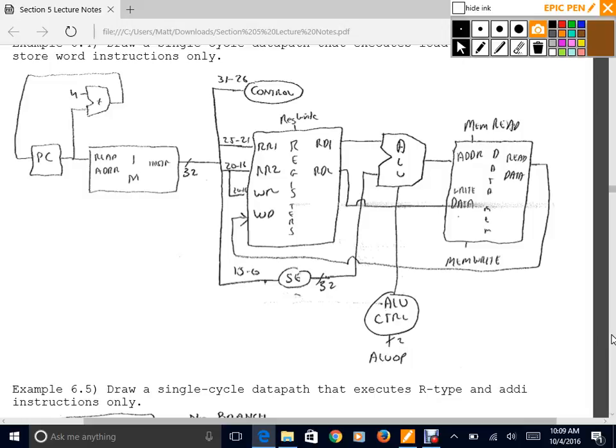So now I have RD. Is that my only destination register that I'm using? 20 to 16? What's the other one I'm using? I heard somebody mumbling it. 15 to 11, right? So I have 20 to 16 and 15 to 11 here.